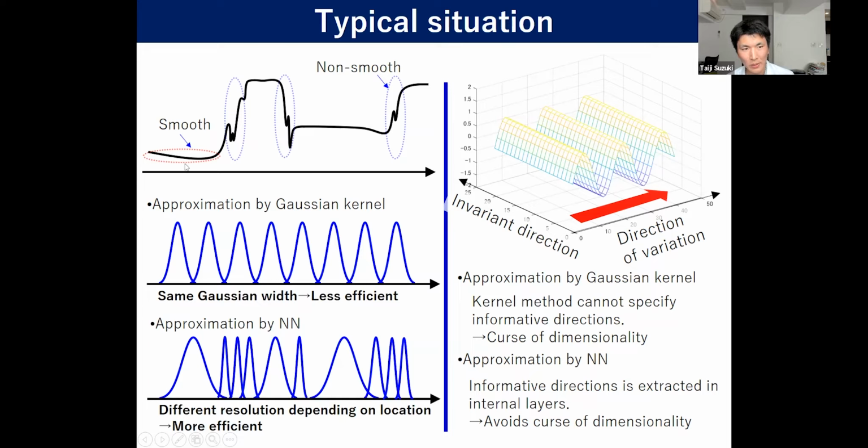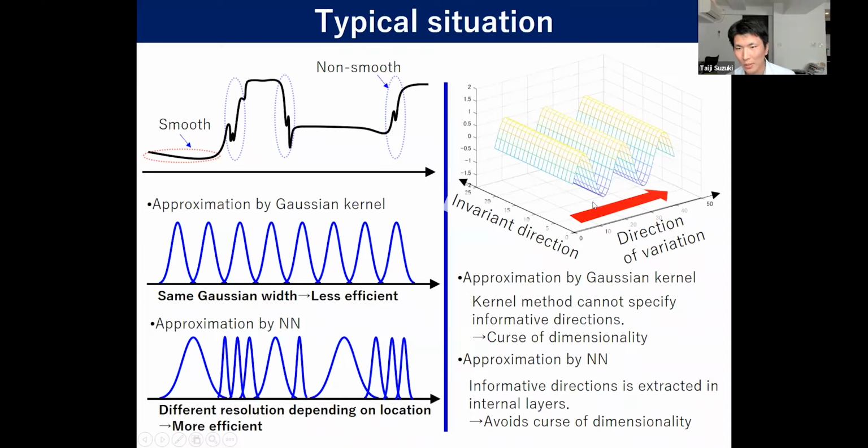But on the other hand, here is a smooth part. So it decreases the resolution of the model. So then it uses a kind of low resolution function around here. So the internal layers work as something like constructing basis functions. Through the internal layers, it can change the resolutions. So it is called adaptivity. Depending on the location, it can change the resolution. So that can improve the efficiency.